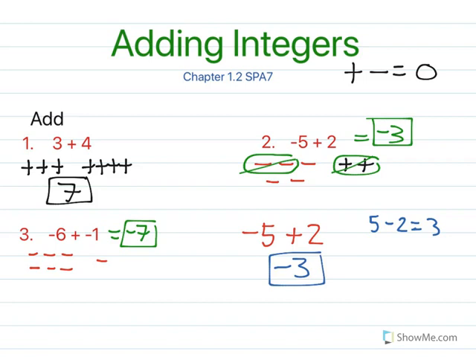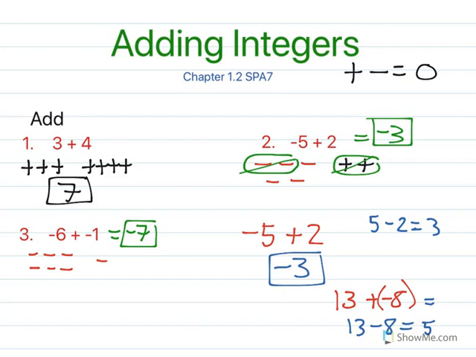The same thing would work if I have, actually I'm going to do 13 plus negative 8. So in this case, the absolute value of 13 is bigger than the absolute value of 8. So I really have 13 minus 8, which gives me 5.